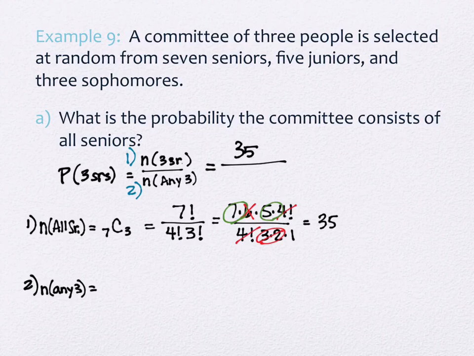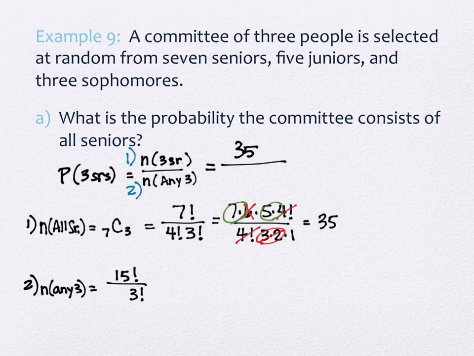Somebody said it. 15. Yeah, there are 15 people. So I would add up the seniors, juniors, and sophomores. So I had 7, 5, and 3. That is 15. And how many am I choosing? 3. So 3 factorial will be in the denominator.